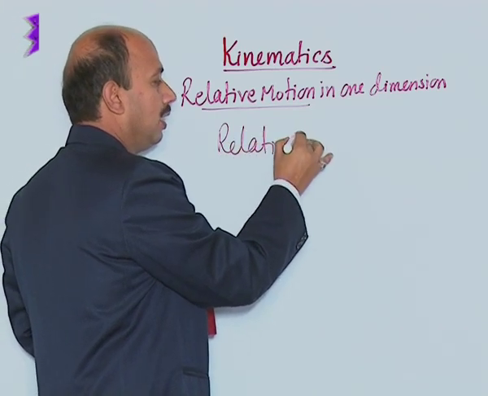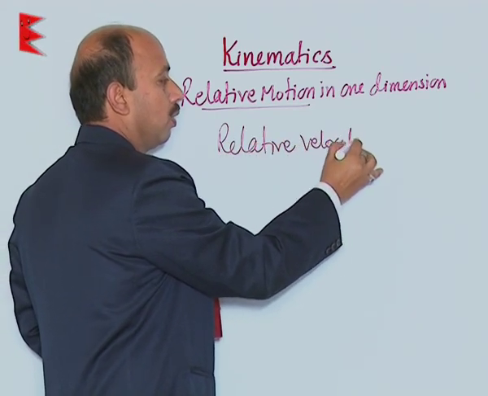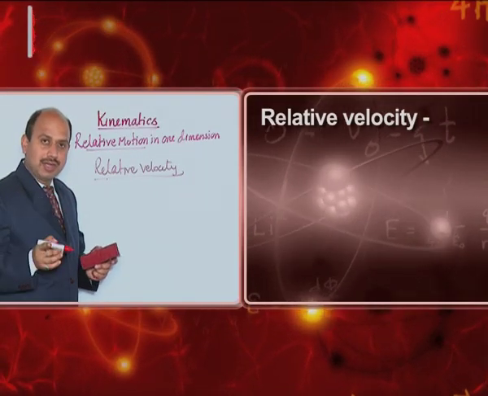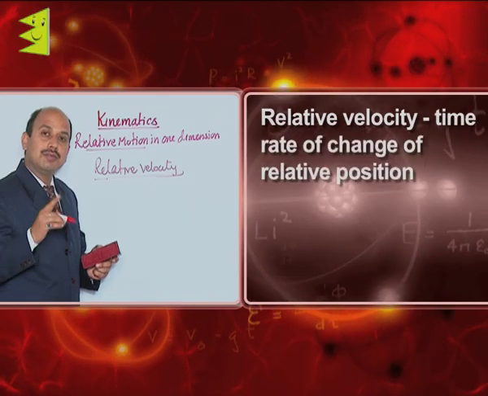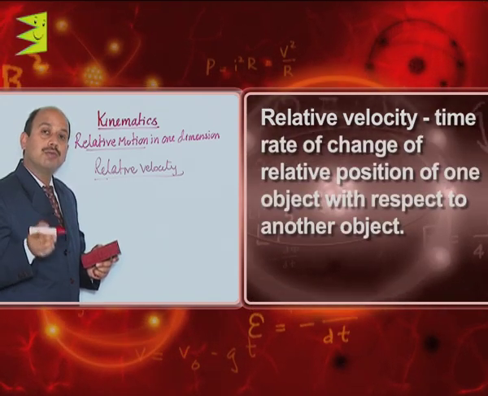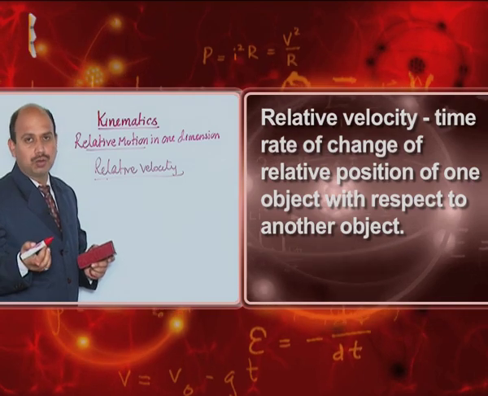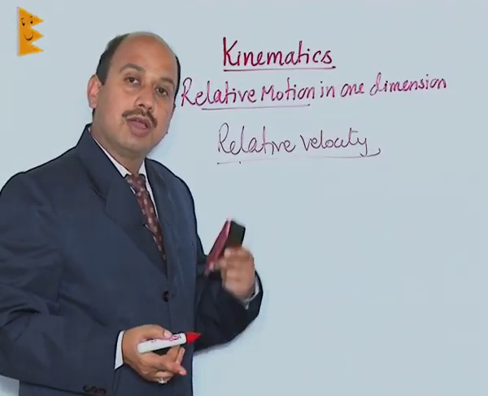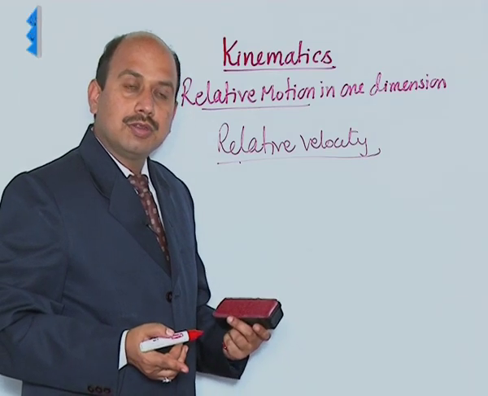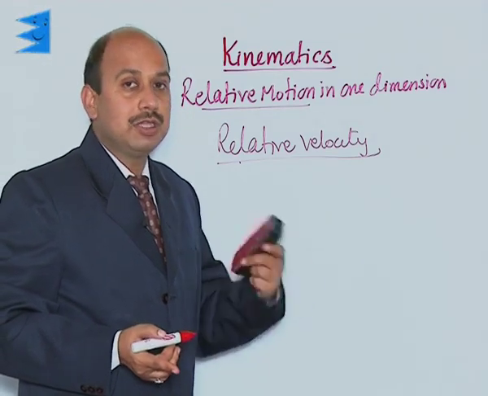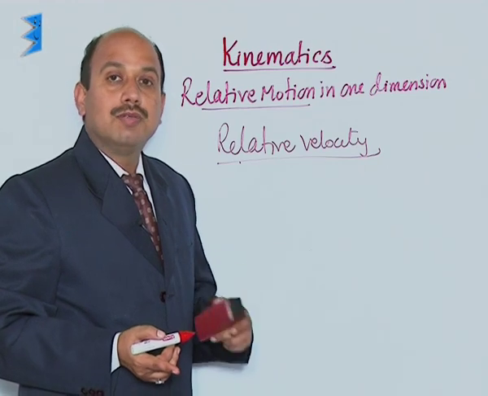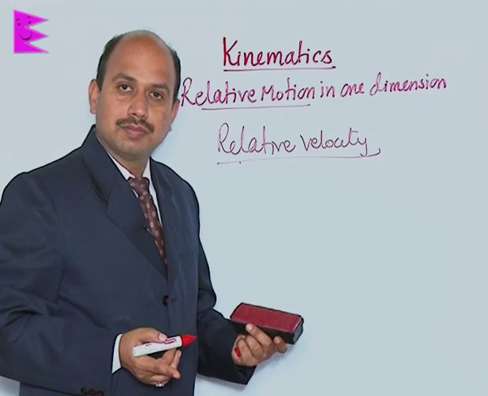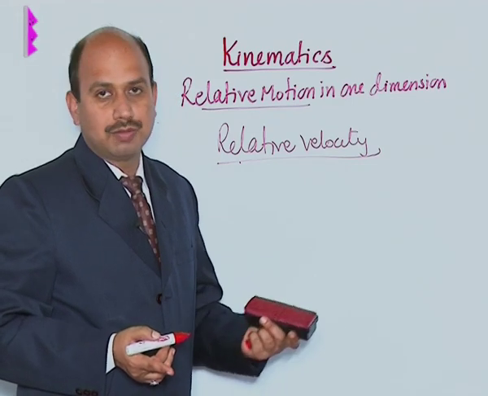Now see here, what do we mean by relative velocity? Relative velocity is defined as the time rate of change of relative position of one object with respect to another object, as we have discussed in the previous example. Suppose you are writing the relative velocity of A with respect to B, it means the velocity of A if B is supposed to be stationary. That is actually the meaning of relative velocity.